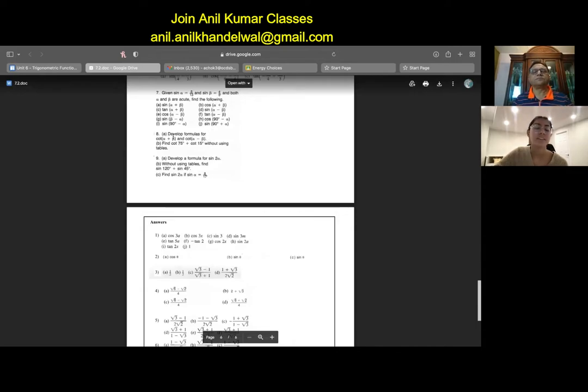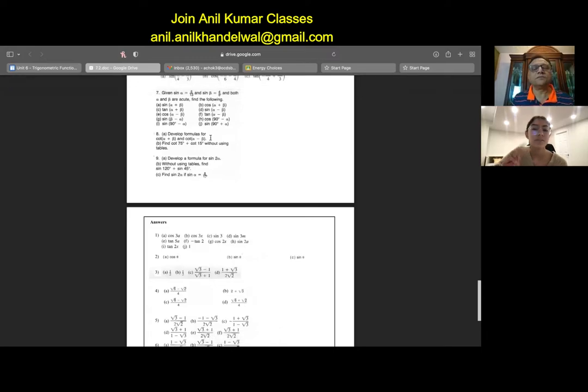Develop formulas for cot of A plus B and cot of A minus B. I know it's the inverse of tan. Yes, so very easy. Cot of A plus B will be 1 over tan of A plus B, which is the same as tan A plus tan B over 1 minus tan A tan B, with that in the denominator. Done.